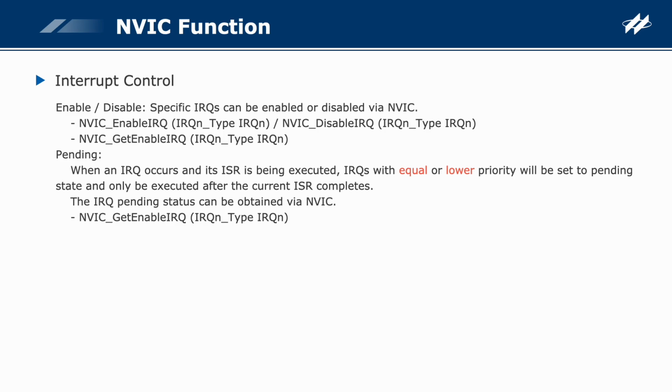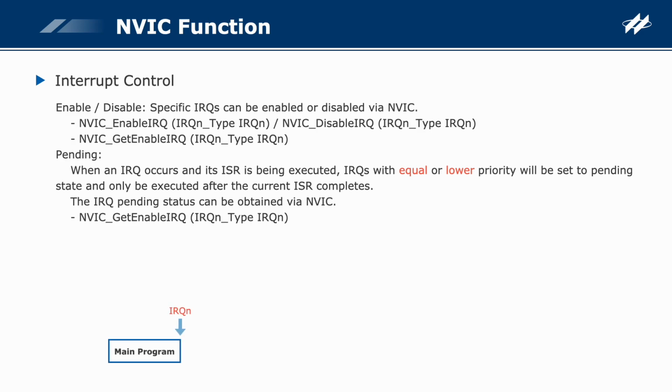NVIC_GetEnableIRQ checks whether the specified IRQ is enabled. When a new IRQ is triggered while the MCU is executing an IRQ with the same priority or higher priority, the new IRQ enters pending state. Pending IRQs are serviced only after current ISR completion. To better understand the behavior of pending, please refer to the example below.